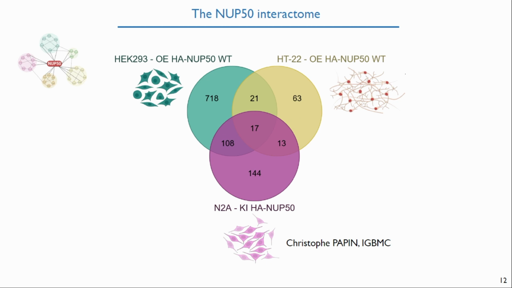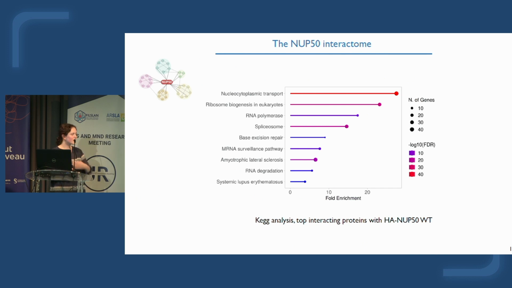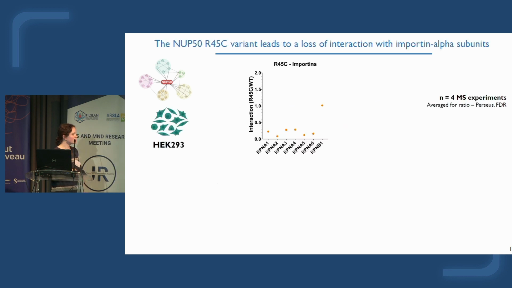And when we look at the interactome of NUP50, the wild type, we can see that we have different datasets for them, first of all, to compare. We have the top datasets that are ours, and then the knock-in model from our collaborators in Strasbourg. And we can see that NUP50 does interact with nucleoporins, importins, FUS, TDP43, and SWI/SNF subunits. And this is reflected in KEGG analysis, where the major function of the interactors of NUP50 is nucleocytoplasmic transport, but it is also ribosome and spliceosome, which was unexpected and needs to be further investigated.